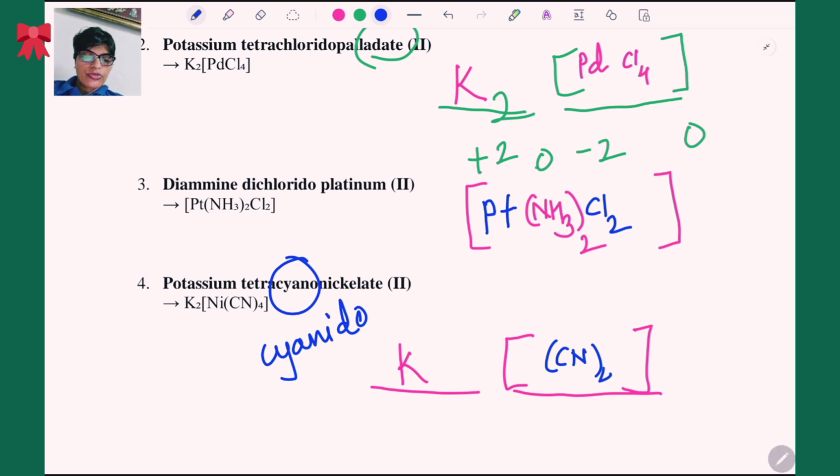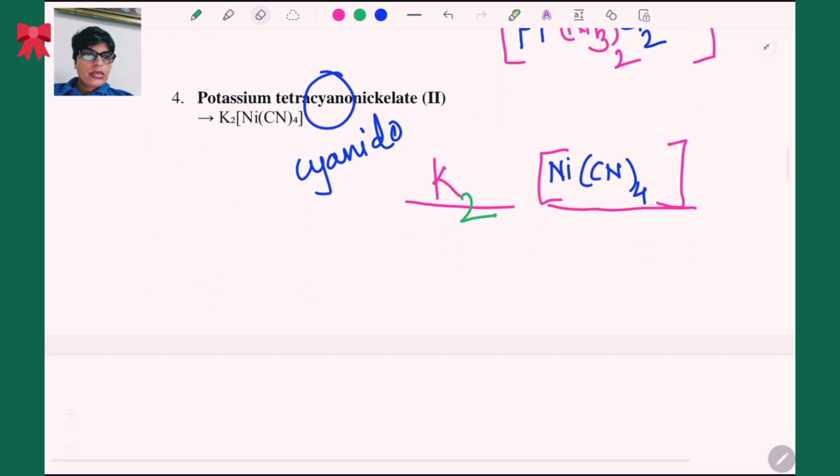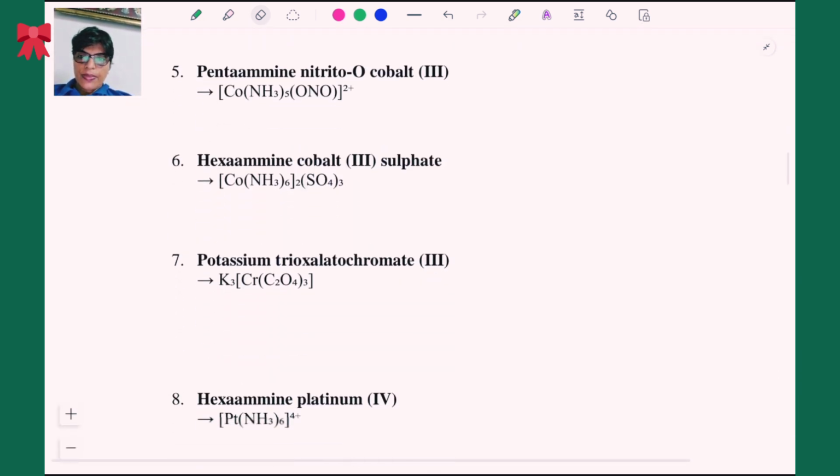So it's going to be cyanido. Tetra means 4 times, nickelate means you have to write nickel. What is the oxidation state written for nickel? You can see here +2. So you write down for the rough work +2. Cyanide is -1, so -1 into 4 is -4. So the charge is -2. Hence the charge on the potassium has to be +2, so you make it 2 times, and this is your answer. After doing this, please rub the rough work. I'm sure you're understanding this. Let's go to the next one.